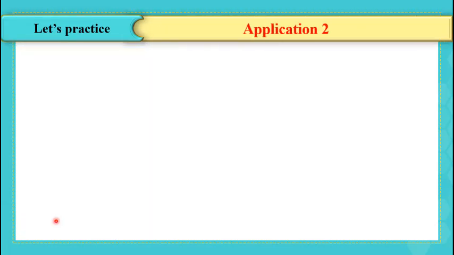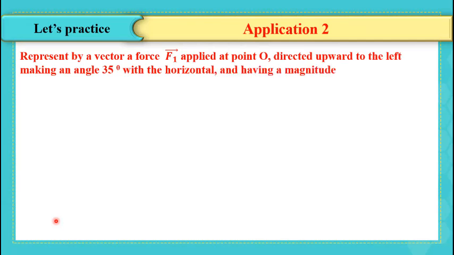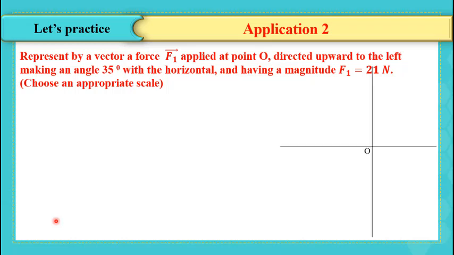Let's move now to our second application. In this application, you are asked to represent by a vector a force F1 vector applied at point O, directed upward to the left, making an angle 35 degrees with the horizontal, and having a magnitude F1 equal to 21 Newton. Keep in your mind that whenever you are asked to represent a force by a vector, you need to start with listing clearly the characteristics of this force.